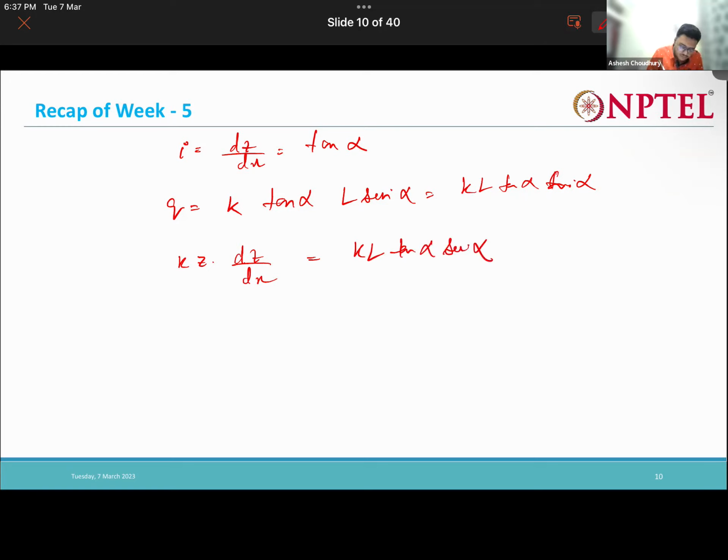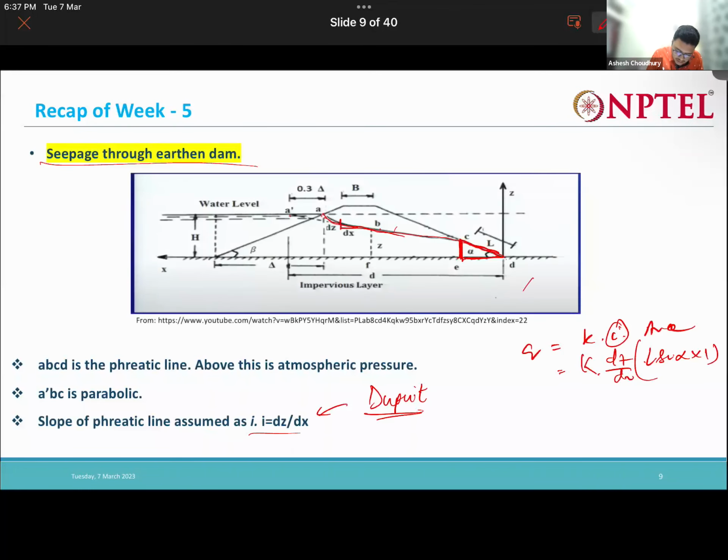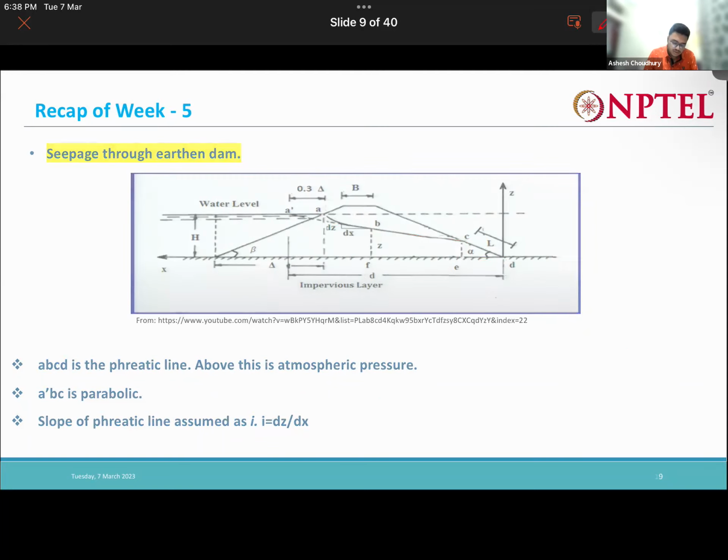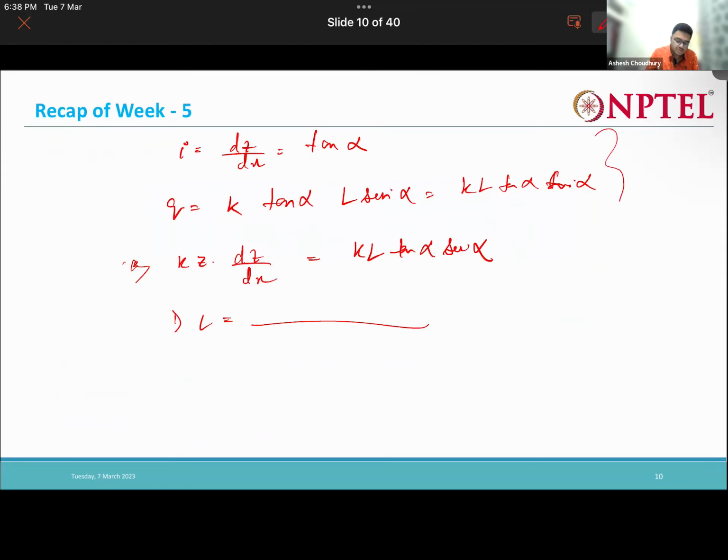Now if we integrate this equation, we can get the expression for L. What is L? L is this length. Why do we need L? We need L to find the point C, which gives us the point where my phreatic surface ends. So to get this point C we need this length L, and to get L we need to do all this stuff. Nothing else.